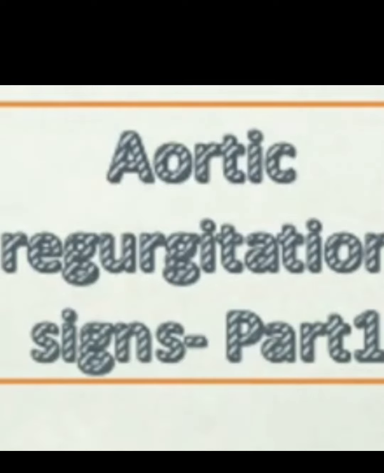For aortic regurgitation signs, this is the first sign that I'm showing you. What we see here is the carotid artery, where we see the bounding pulse. We all know that this is a carotid artery which is dancing, so this is known as the dancing carotid. What sign is it called? This is called the Corrigan's sign.